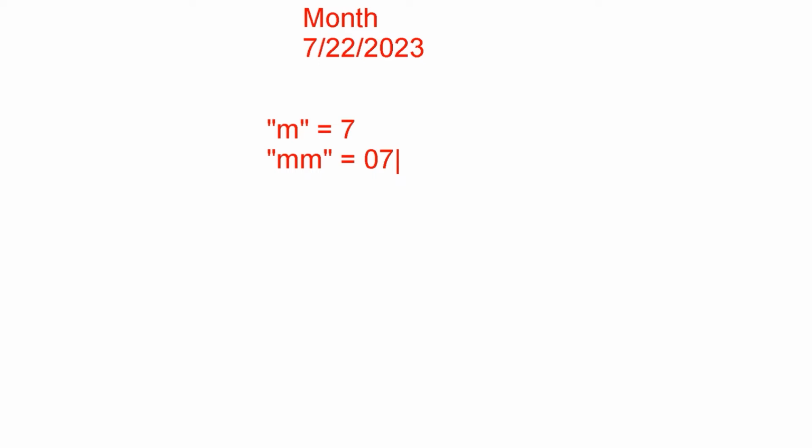Now, where the text function starts to break it from a numeric value to a string of text is when we use more than 2 M's. If we do 3 M's, it's going to do the abbreviated version of the month. And if we do, you guessed it, more than 3 M's, it will give us the entire month, not abbreviated.